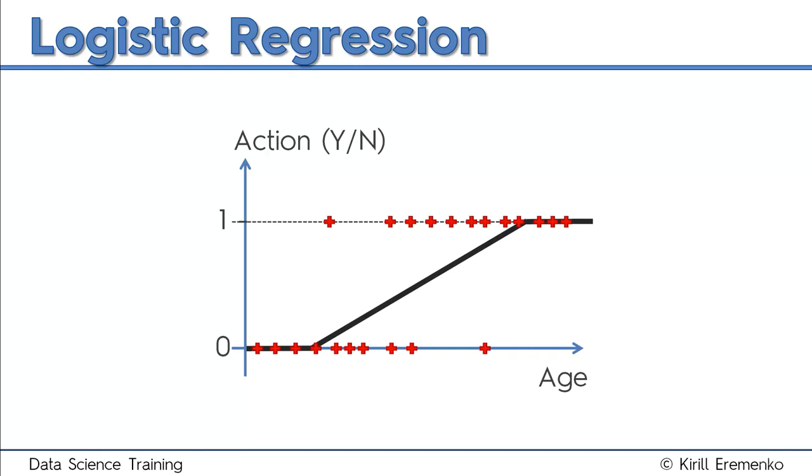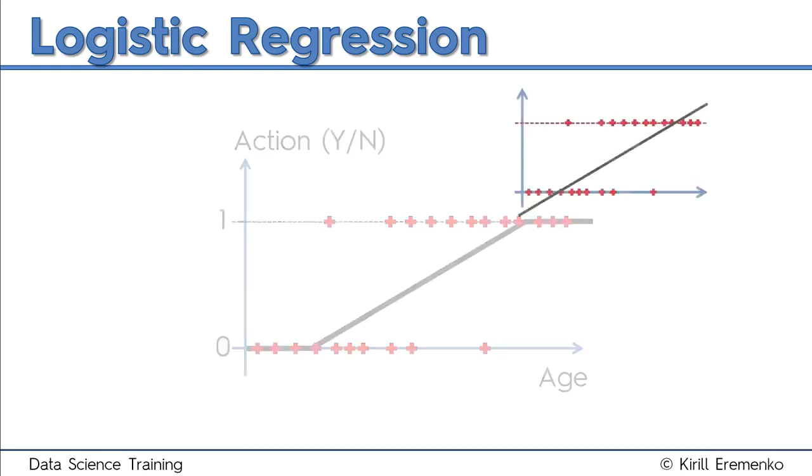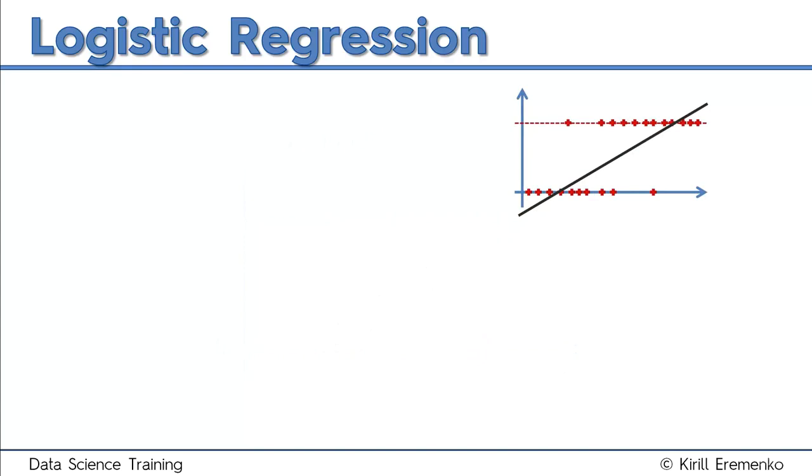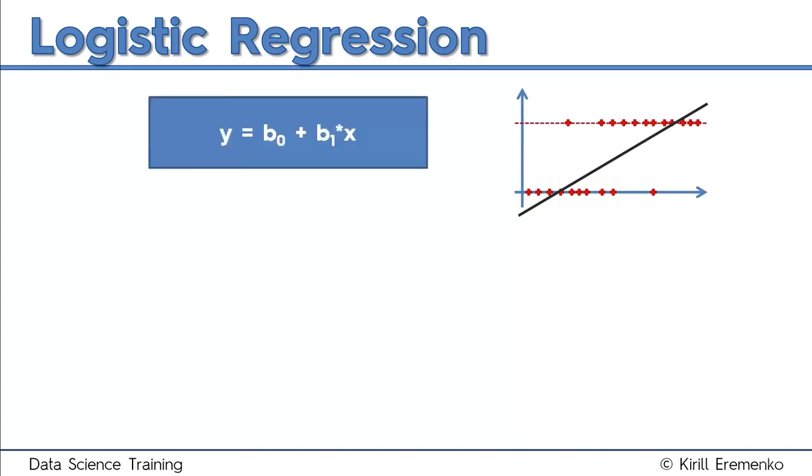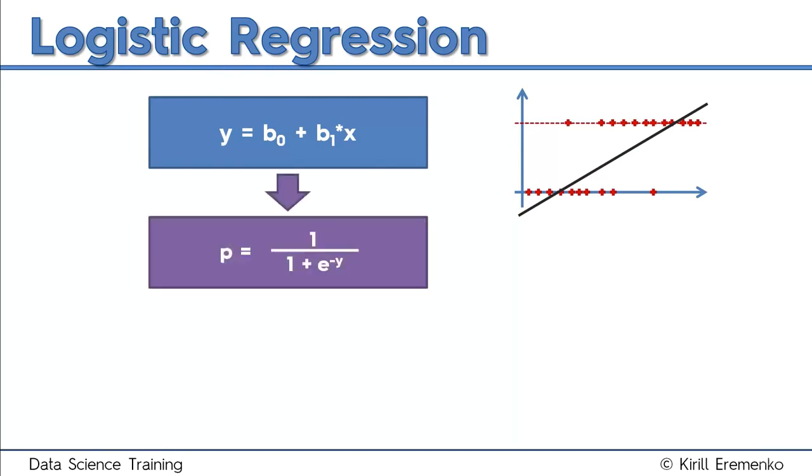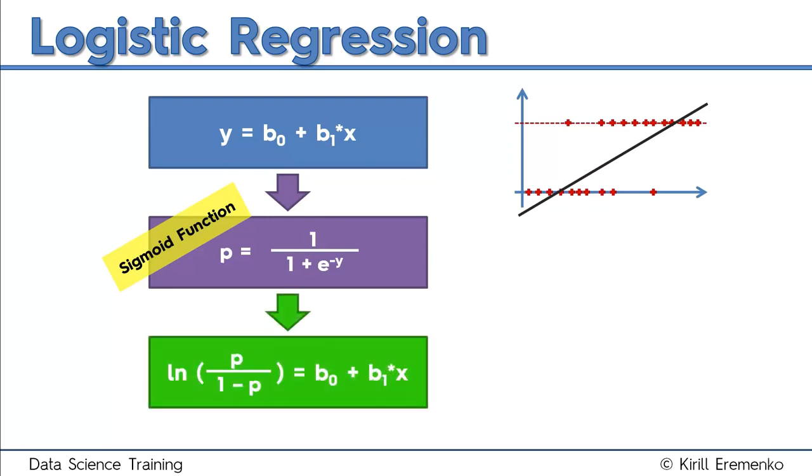So let's see what the actual scientific approach is. Here we've got the line that we looked at, and it is described by this equation. Now this is the most fun part, so bear with me. If you apply to this equation a sigmoid function, which looks like that, so you put the y into the sigmoid function in purple, and then you solve for y from the purple box and you put y back into the blue box, then you will get the green box. So basically, your linear regression will start to look like this. And this is the formula for logistic regression.